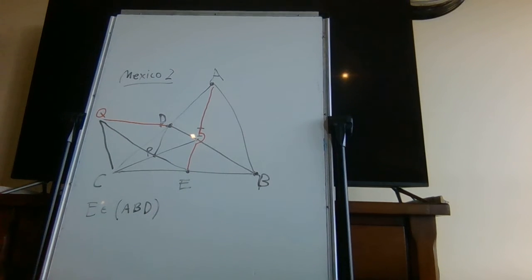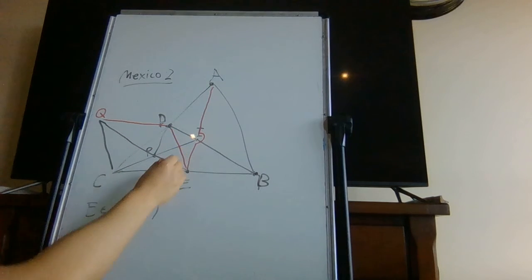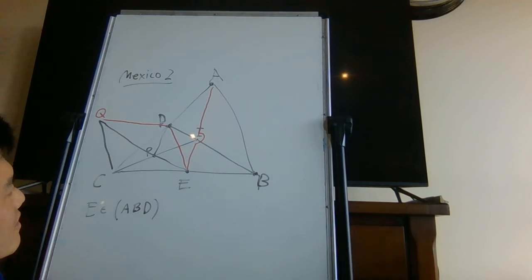Okay, so let me summarize what's happened. I'm gonna do it again. So we drew in this line. The red lines are lines that weren't originally in there, yeah? And my process was, this looks like an angle bash. So I just angle bashed.